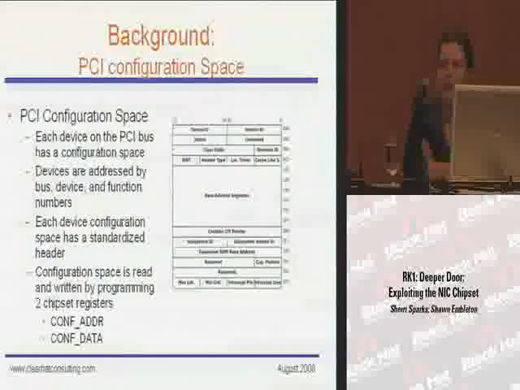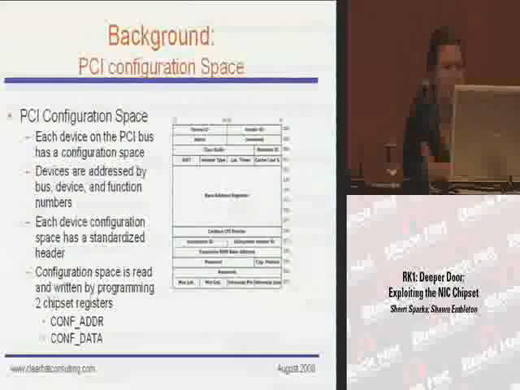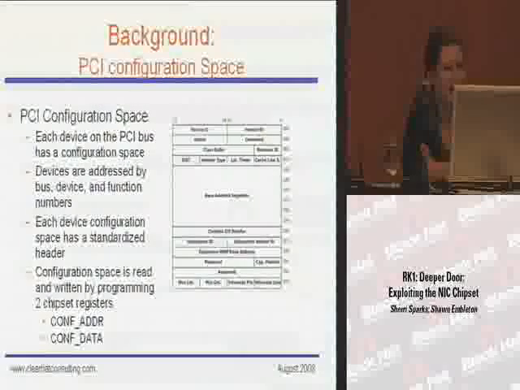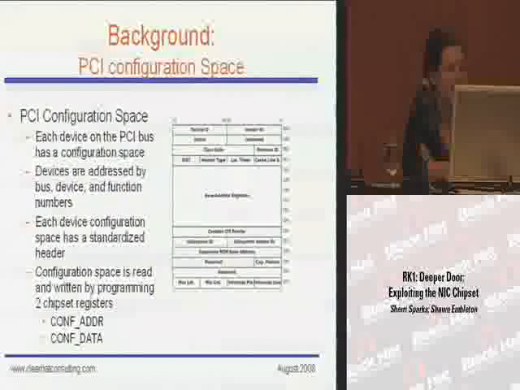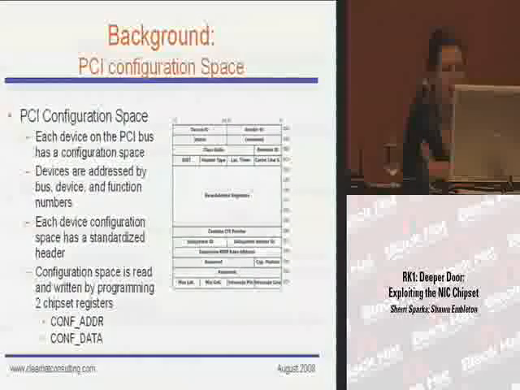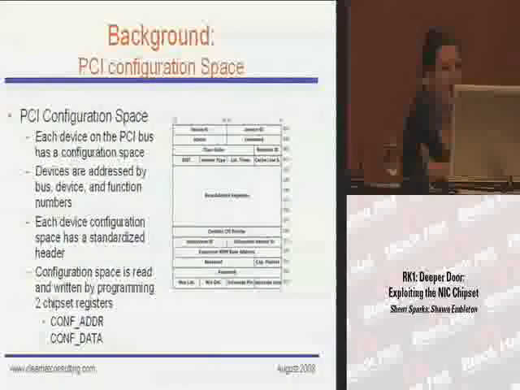Since we're going to be interacting directly with the chipset, we wanted to give a little background about the PCI configuration space. Basically, each device on the PCI bus has a configuration space. Each device's configuration space location is addressed by a triplet consisting of a bus, a device, and a function number. Each device also has a standardized header, which you can see to the right, an example of a standard PCI configuration header.